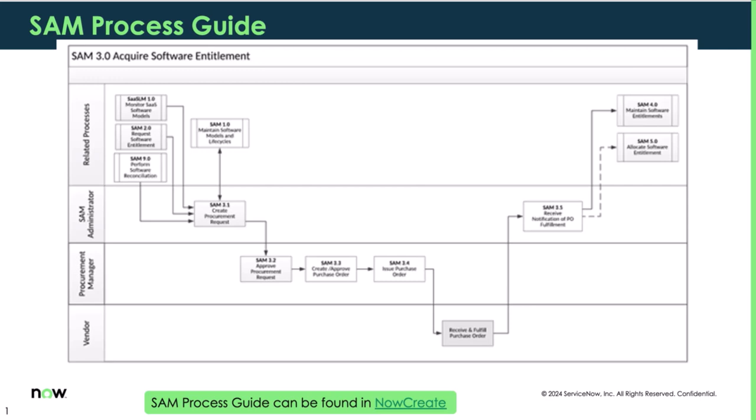Section 3.0 of the SAM process guide highlights this process to acquire software entitlement. As per the process, the requests are submitted to the Software Asset Manager admin, who generates the PO request. The procurement management or staff works to generate the PO to make the purchase. Once the item is received, it will be marked as reserved and allocated for the requested user. Just a reminder, the SAM process guide can be found on Now Create.